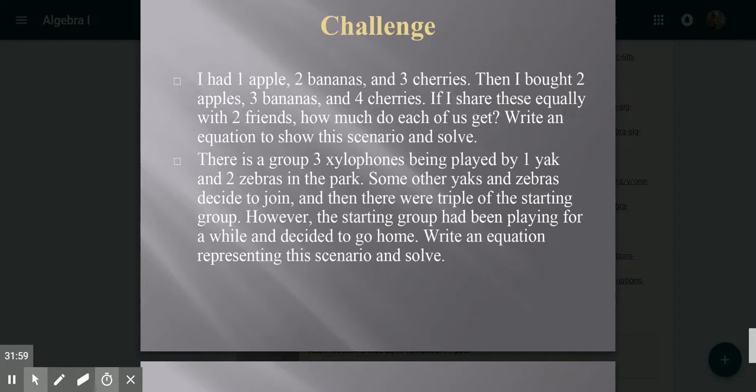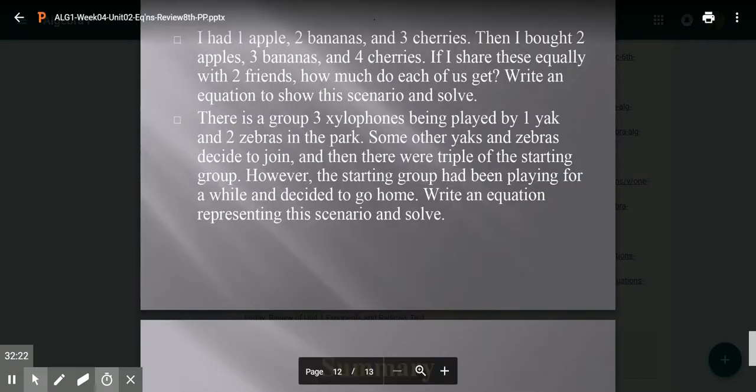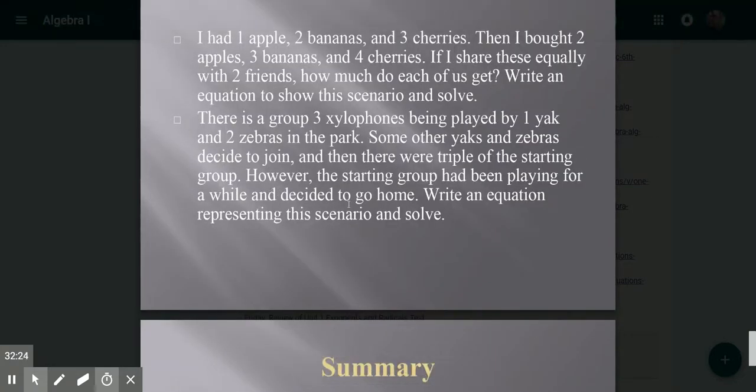Okay. And then there's a group of 3 xylophones being played by 1 yak and 2 zebras in the park. Some other yaks and zebras decided to join, and then there were triple the starting group. However, the starting group had been playing for a while and decided to go home. Write an equation representing this scenario and solve. So I encourage you to pause the video and try these on your own, and then I will pause the recording as well, and when it resumes you will see solutions to these.